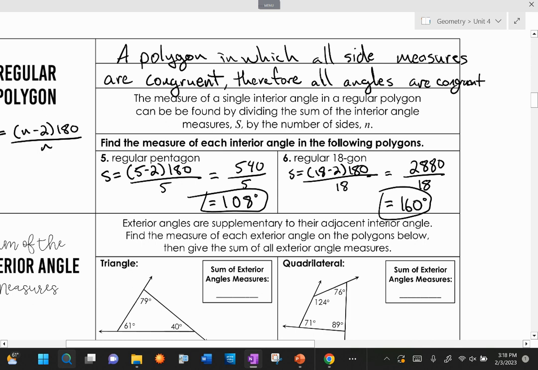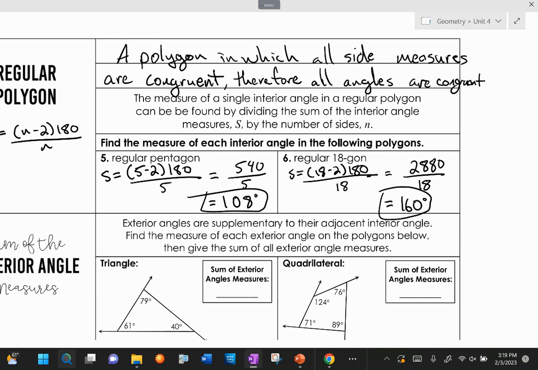Okay, check number 6. That's what you should have gotten. Exterior angles are supplementary to their adjacent interior angle. Find the measure of each exterior angle of the polygon below. Then give the sum of all exterior angle measures.